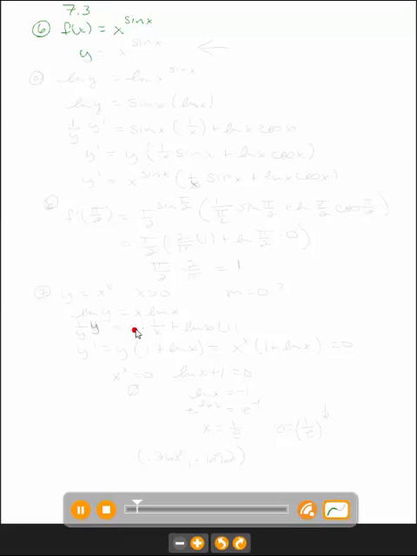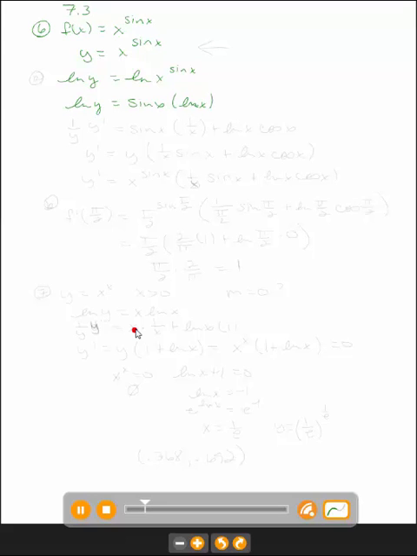So the first thing I'm going to do is rewrite the f of x as a y. And then I'm going to put a natural log through, because that's the only thing that can take care of the exponent issue. Because you have a log rule, the power rule, that says if you have a power on a logarithm, you can pull the power in front. So it ends up looking like this.